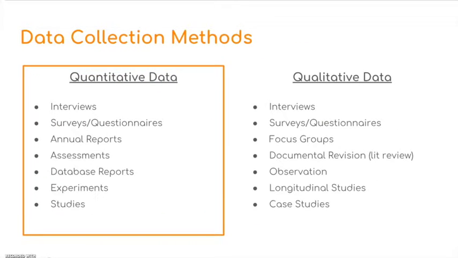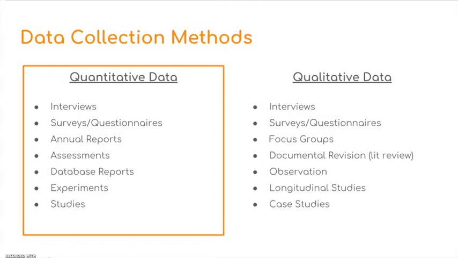So I already went into a brief overview of the differences between quantitative and qualitative data. So these are some of the types of quantitative data that you can collect. This can take place during interviews. You can send out a survey. You can collect annual reports. It can be an assessment of a certain department or something like that. It could be a report that you pull from an online database. You could run an experiment or even conduct a study.